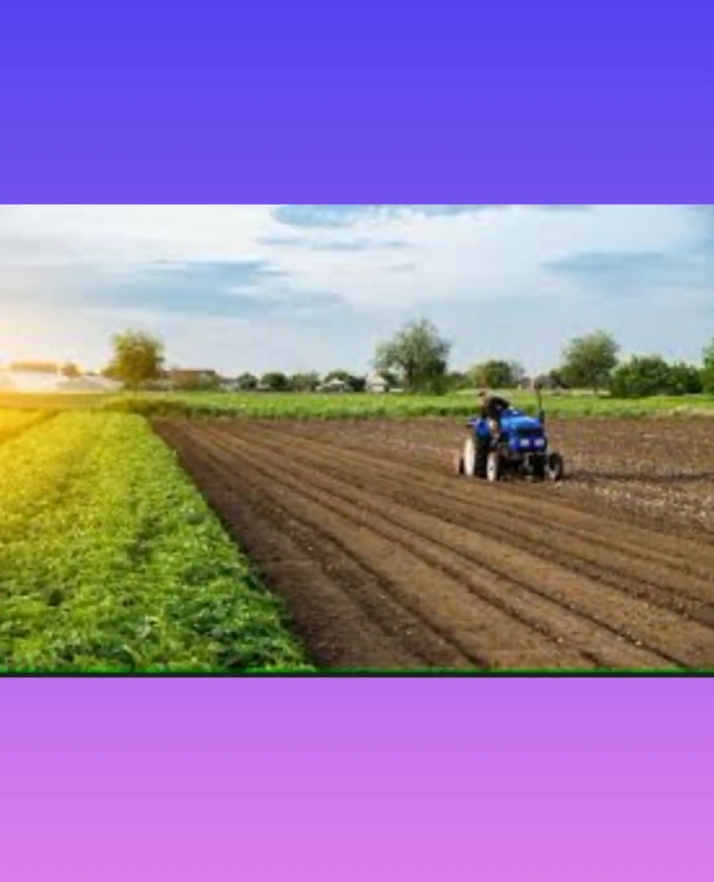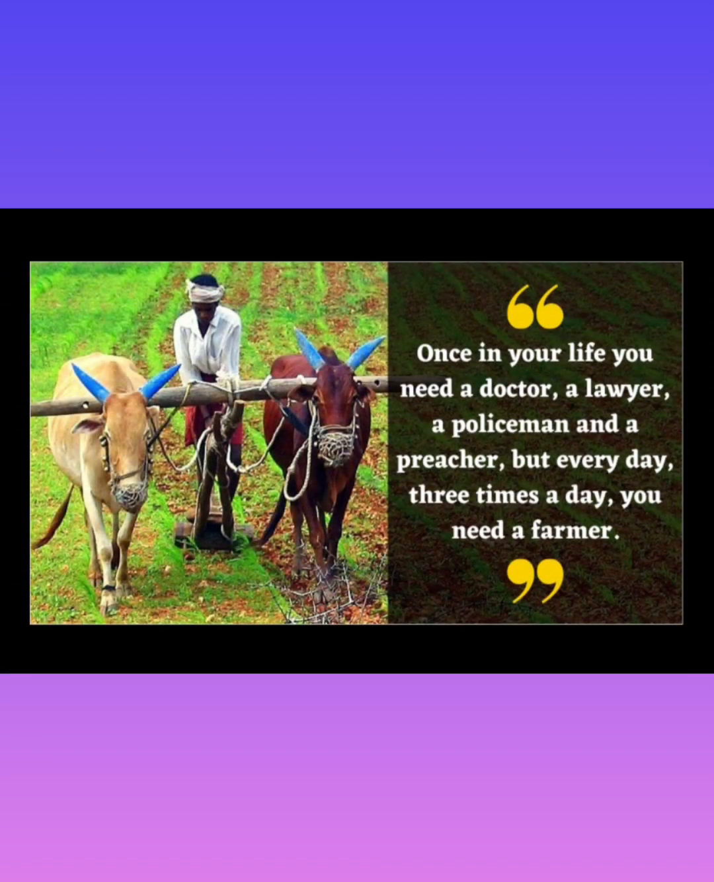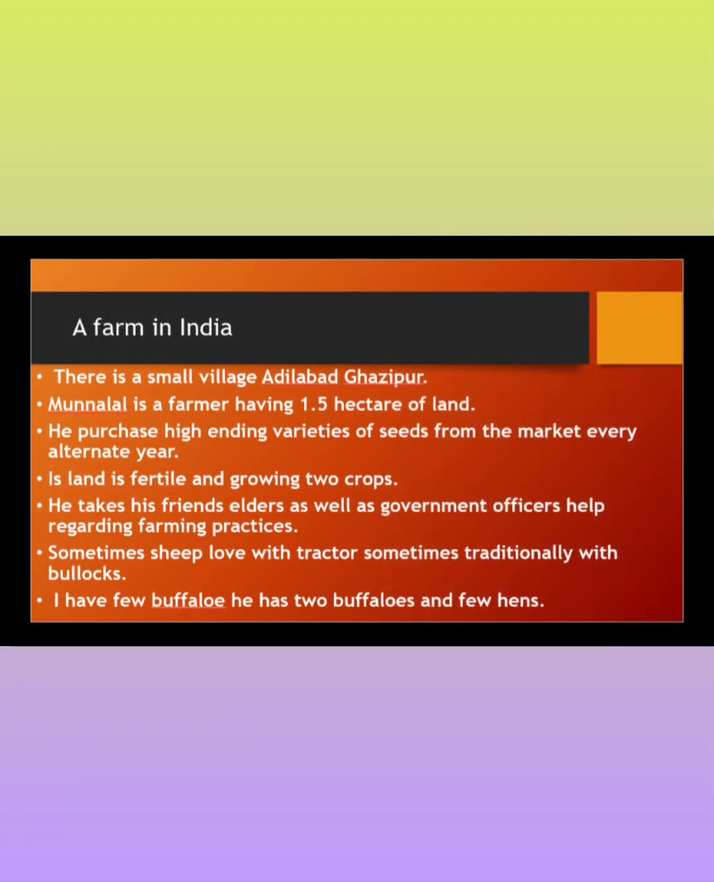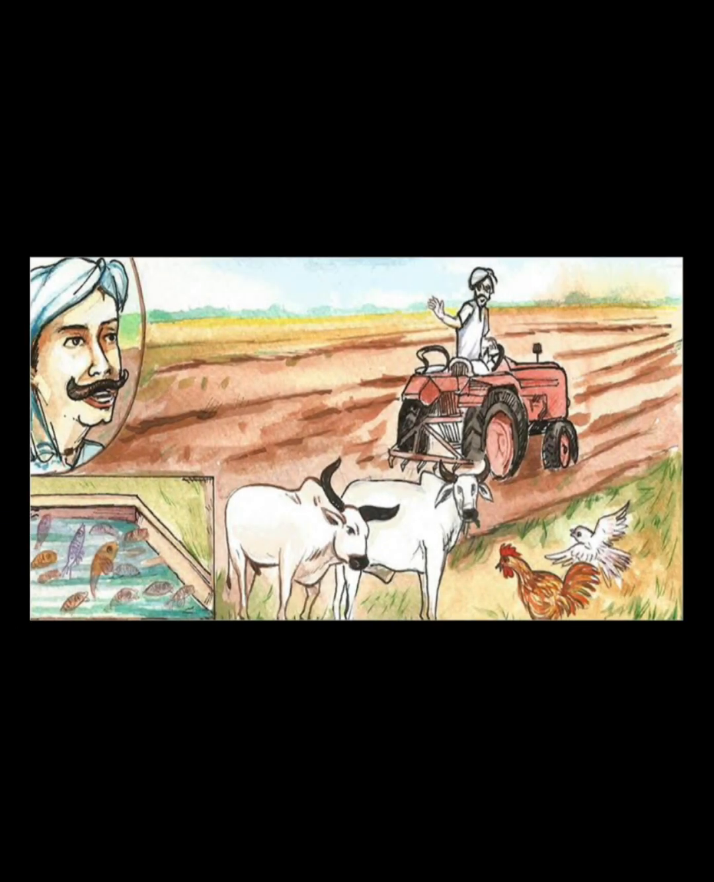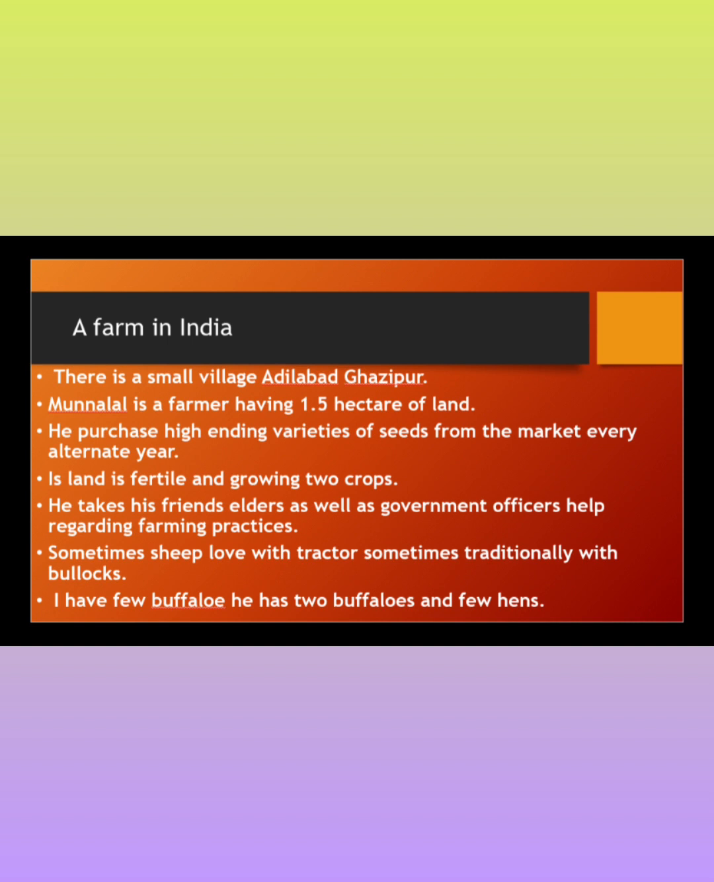Now, let us discuss agricultural development in different countries, one from a developing country and one from a developed country. Students, now let us discuss a farm in India. You know very well, India is a developing country. There is a small village, Adilabad, Ghazipur. Munna Lal is a farmer having 1.5 hectares of land.